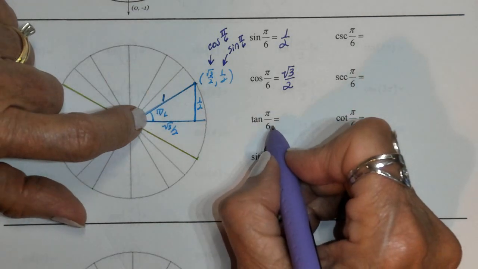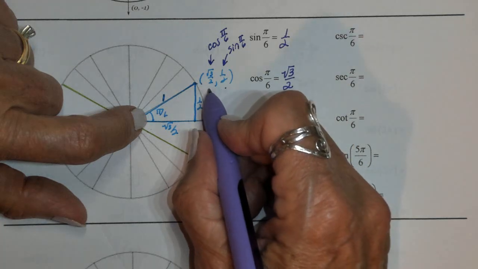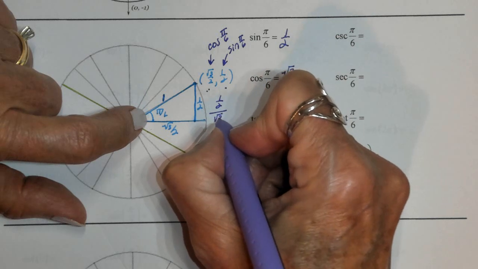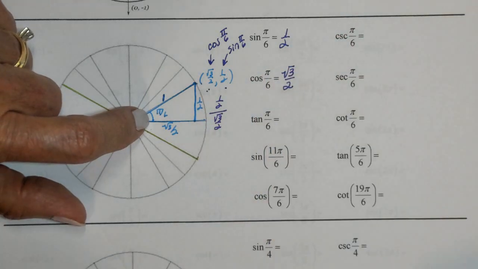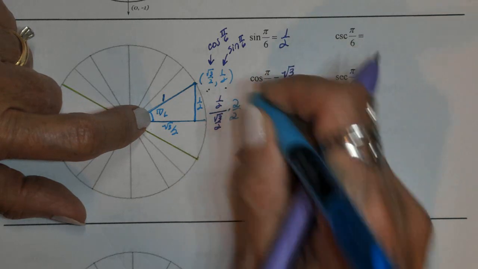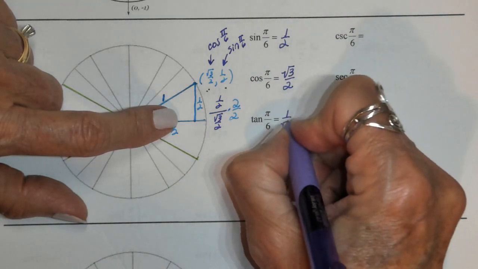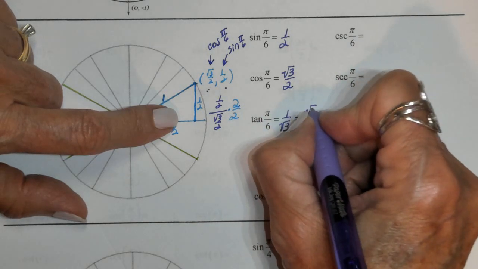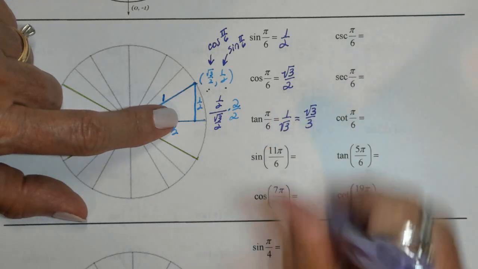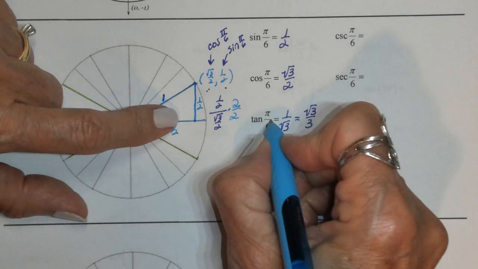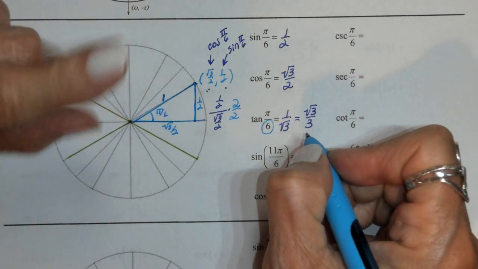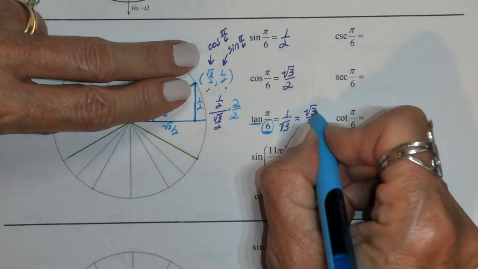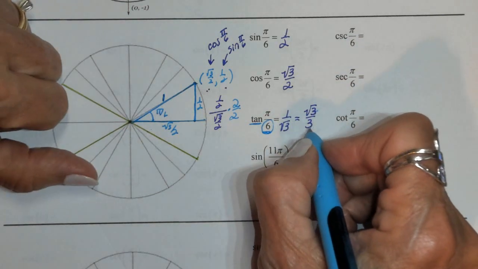Tangent of pi over 6 is y over x. So 1/2 divided by square root 3 over 2. And if you multiply top and bottom by 2 here, you get 1 over square root of 3, don't you? But when you rationalize that, you get square root of 3 over 3. How many 3's are in 6? Do you agree that there are 2 3's in 6? So tangent of pi over 6 will have 2 3's once you rationalize.